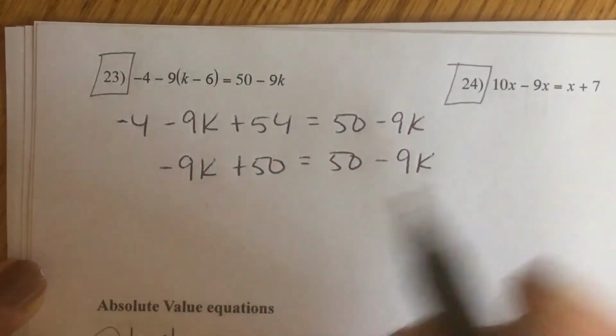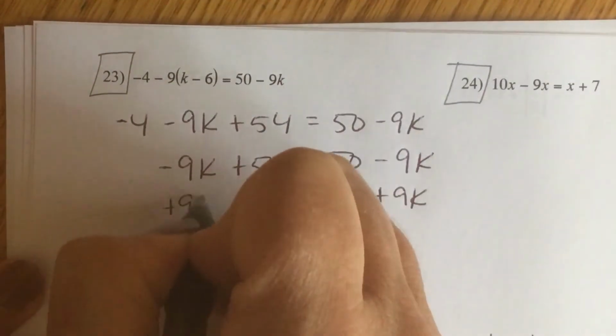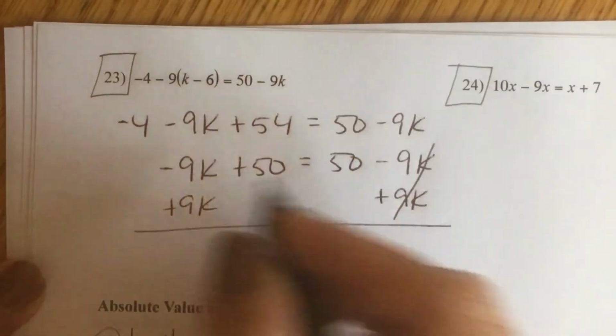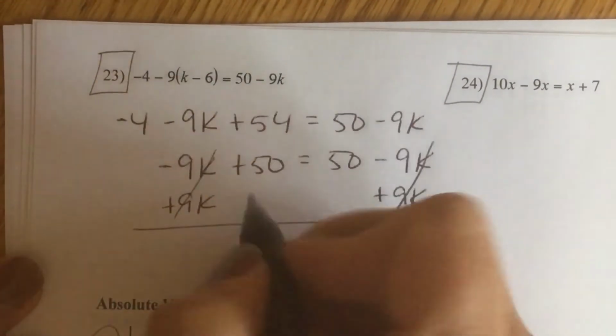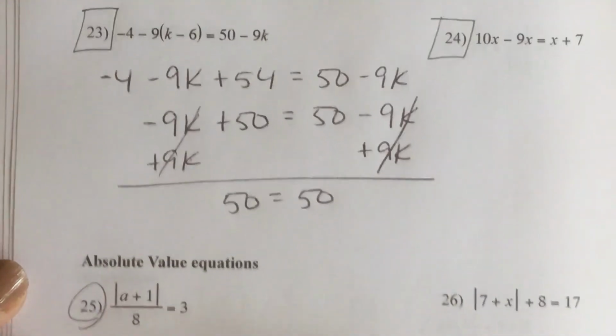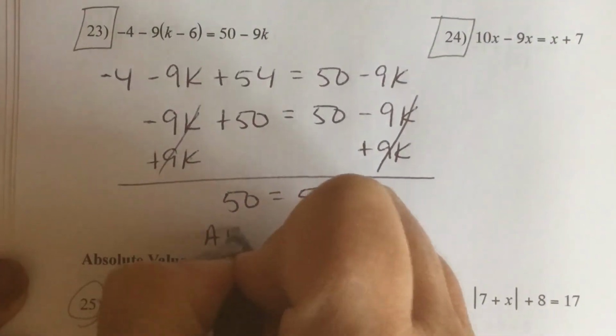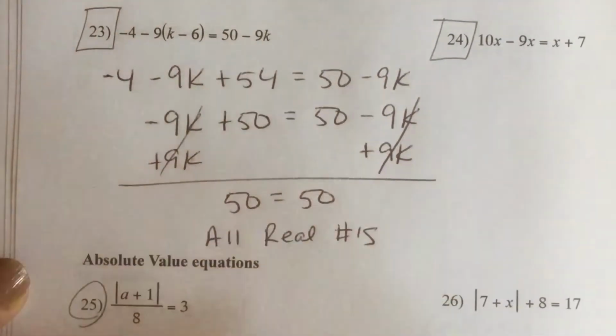Then you can start organizing your letters. You say, well, I want to move this over, so I'm going to add 9K to both sides. And then I get 0 for both of those. My letters completely cancel out, and I'm left with 50 equals 50. When you get something like that, the answer is all real numbers. That means any number that you put in for K would work.